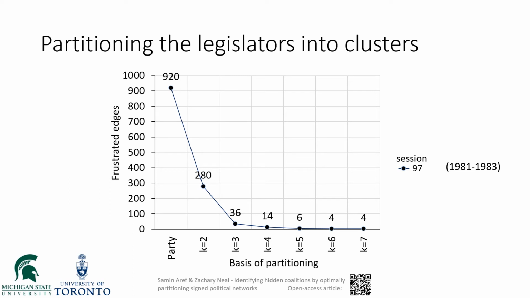So we get a much better fit when we use this network-based approach. And when we use 3 clusters, so when K is equal to 3, you can see a further decline in the number of frustrated edges. And from 3 onwards, for larger values of K, we see only some marginal decline in the improvement of the fitness of the partition for these networks.